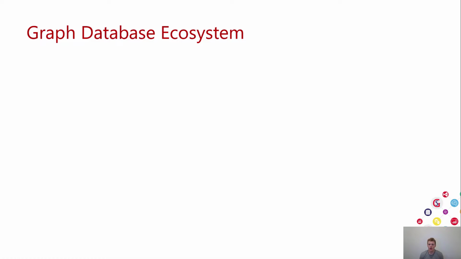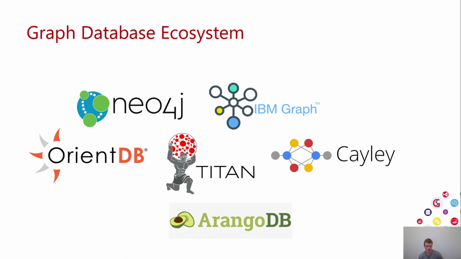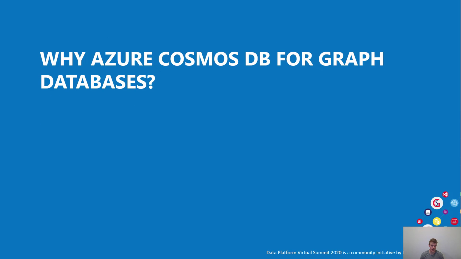So there are several options to choose from when picking a graph database provider within the graph database ecosystem. Some popular examples include Neo4j, IBM Graph, OrientDB, Titan, Kaylee, Arango. But with lots of options to choose from, why would we choose Azure Cosmos DB for our graph database?